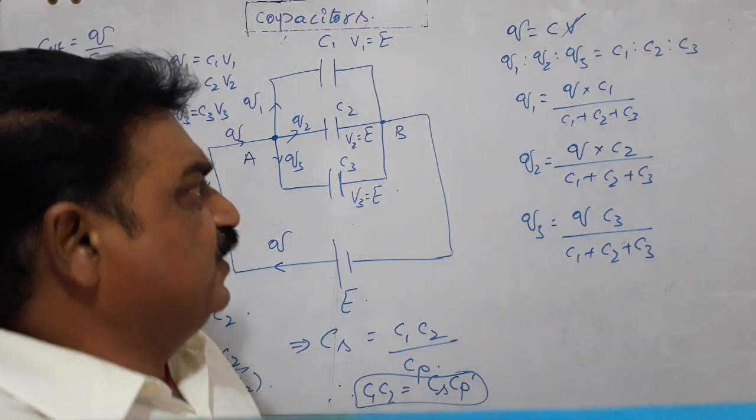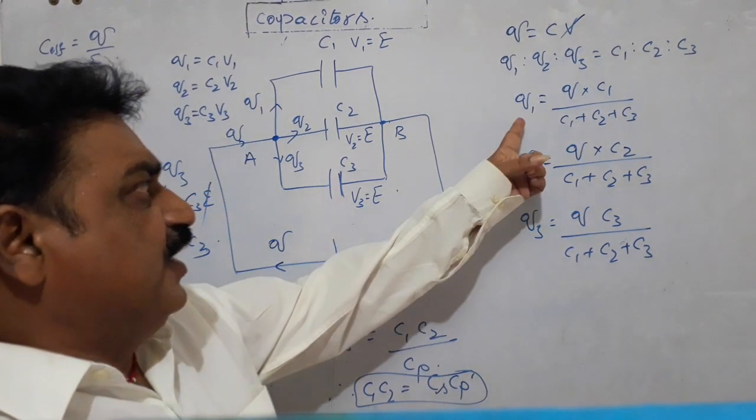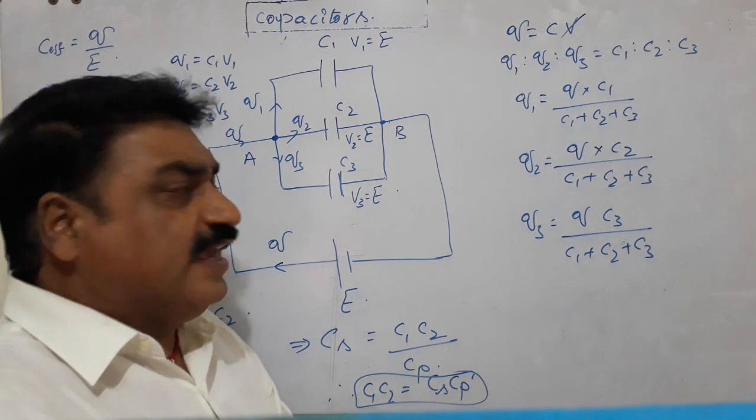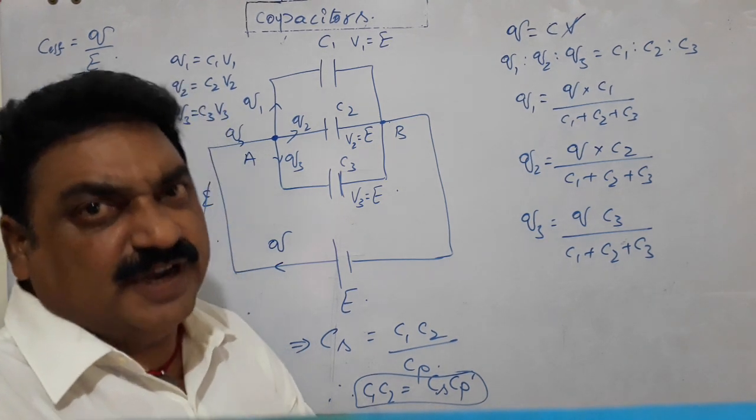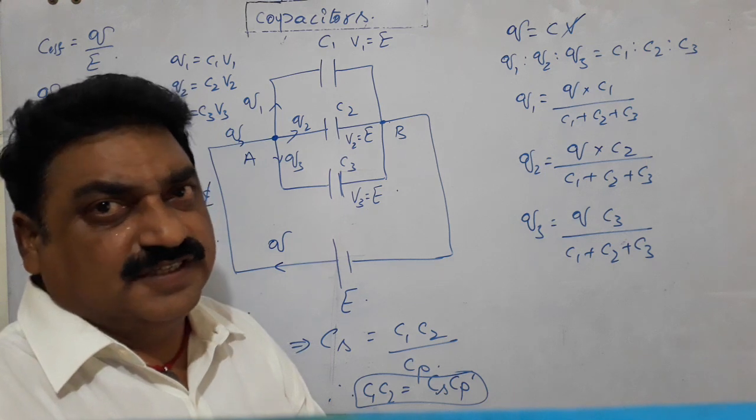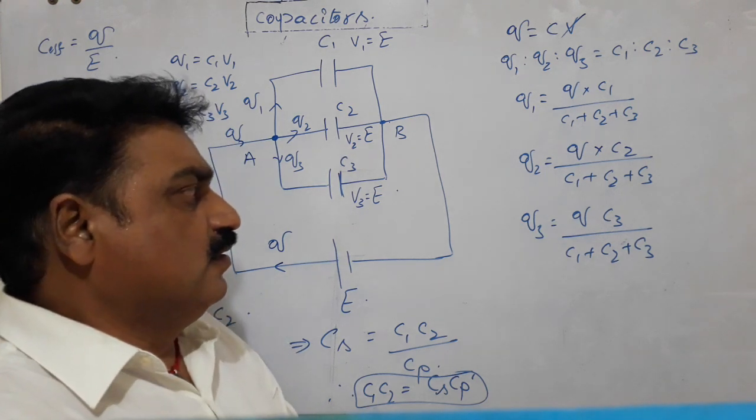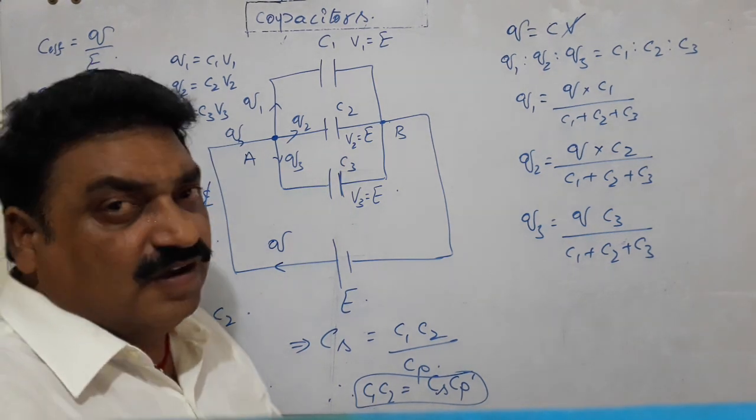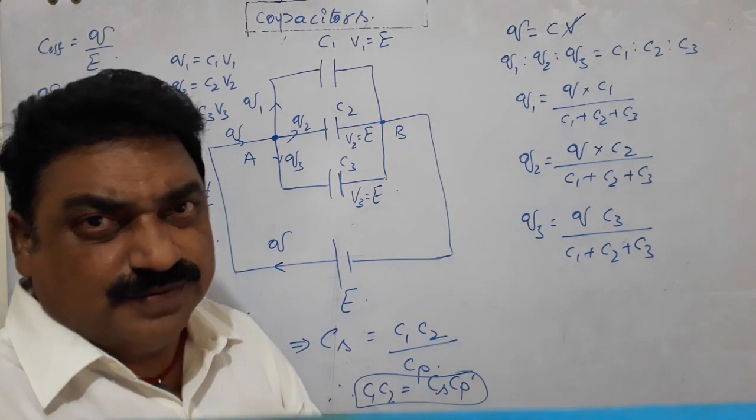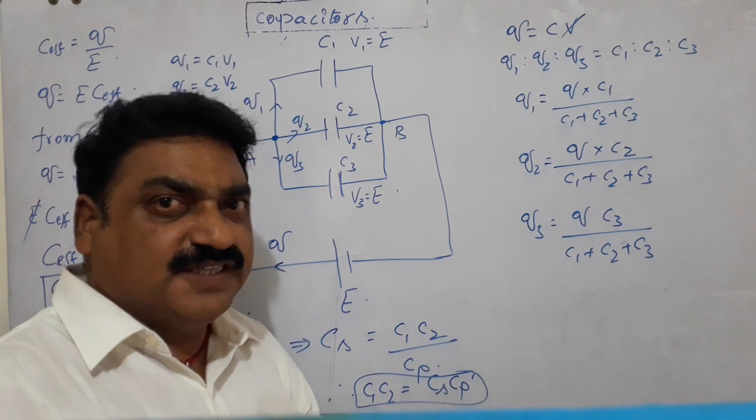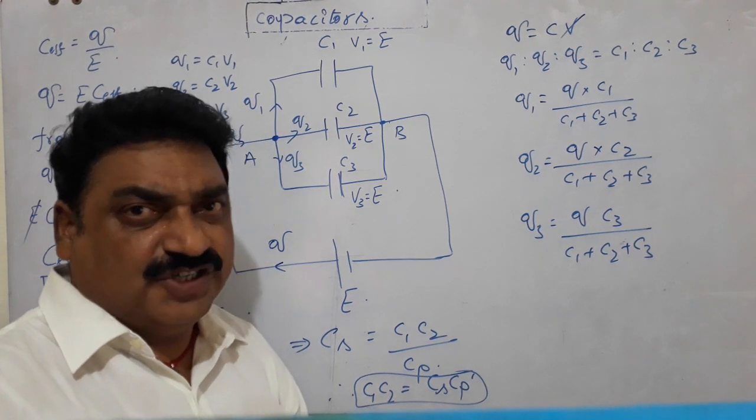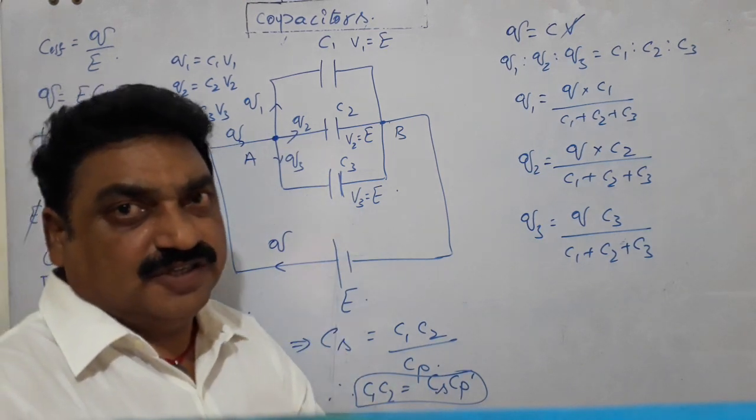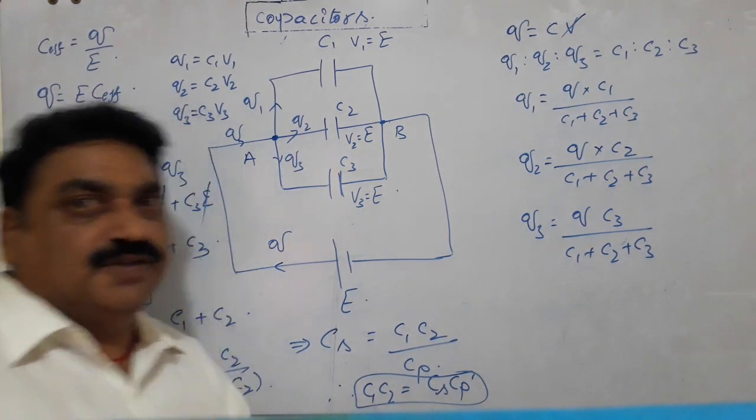See, in this situation, the charge on each capacitor plate depends on the capacity of that particular capacitor. It is very important that charges are different on different plates of parallel combination, but it is the same in series combination in each and every capacitor. Thank you.